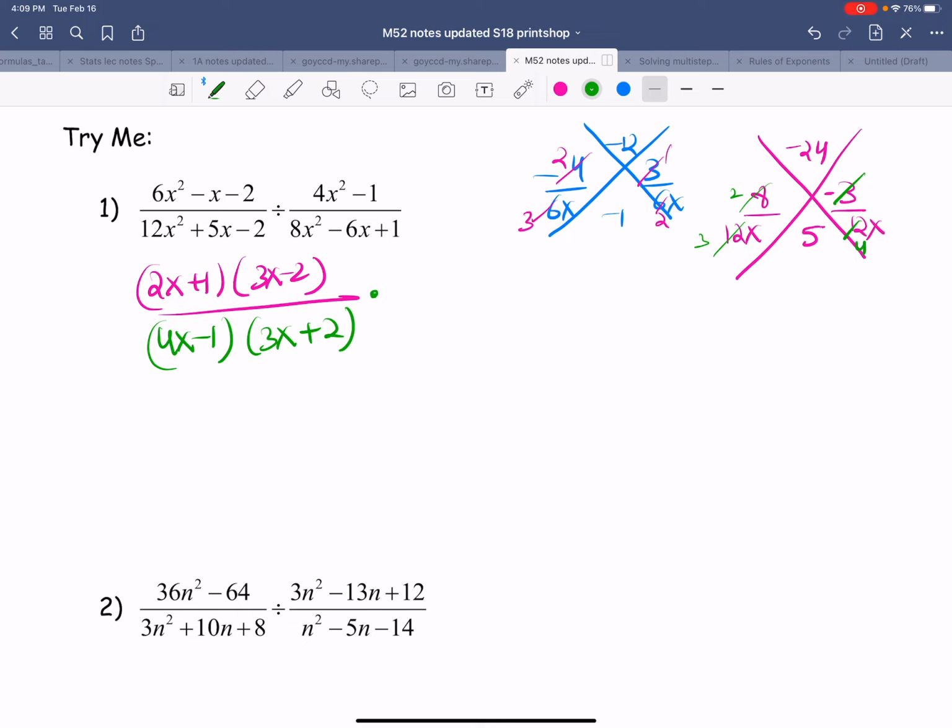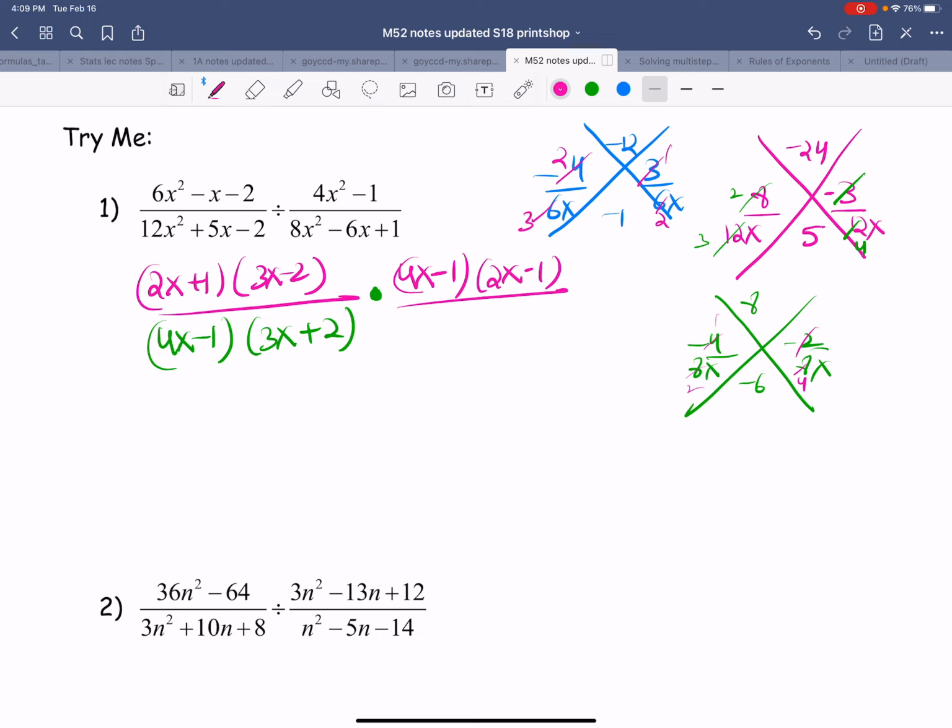3x plus 2. Awesome. Change the division into multiplication, and I'm going to be flipping the right-hand sided fraction, and I'm going to be writing it in the factored form. So 8 times 1 is 8, negative 6, negative 4, negative 2. Divide them with the 8x and 8x. 4x minus 1, and then 2x minus 1. That would be 8x squared minus 4x minus 2x is negative 6x. Okay, that is correct. 4x squared minus 1 is difference of squares. 2x plus 1, 2x minus 1.